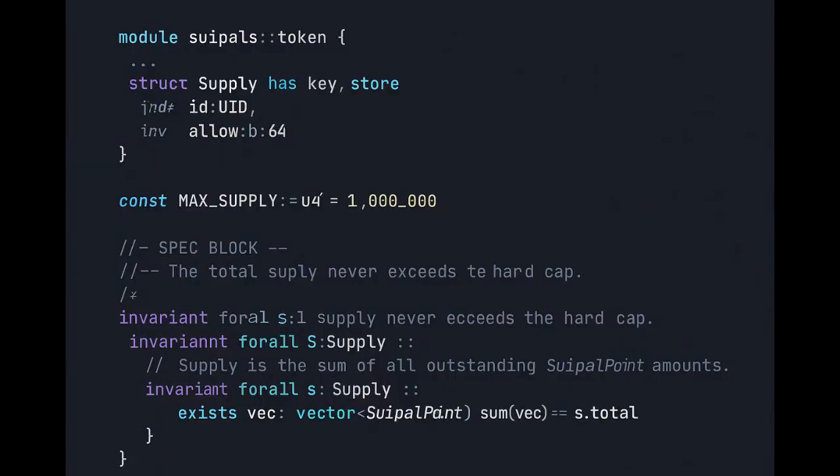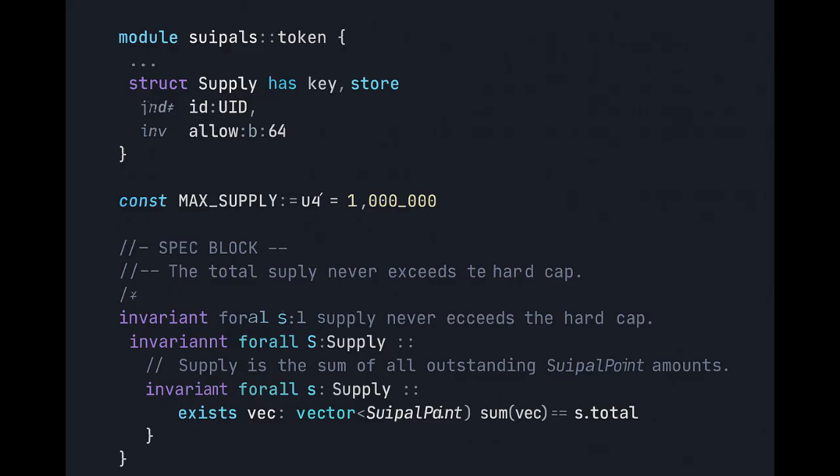We attach two invariants to the module. The first is obvious: total never breaks the cap. The second shows off quantifiers: there exists a vector of every point on chain whose amounts sum to total. You don't materialize that vector; the prover reasons abstractly. If a future dev forgets to increment total in mint2, the second invariant will fail, breaking CI long before mainnet users mint unaccounted points.